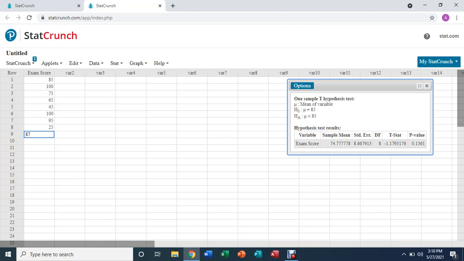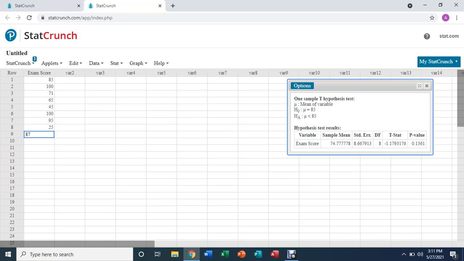So again, the p-value is high. We're going to fail to reject the null and conclude that there is no evidence to support our claim. There is no evidence to support that the mean score is less than 85%. It's actually 85%.